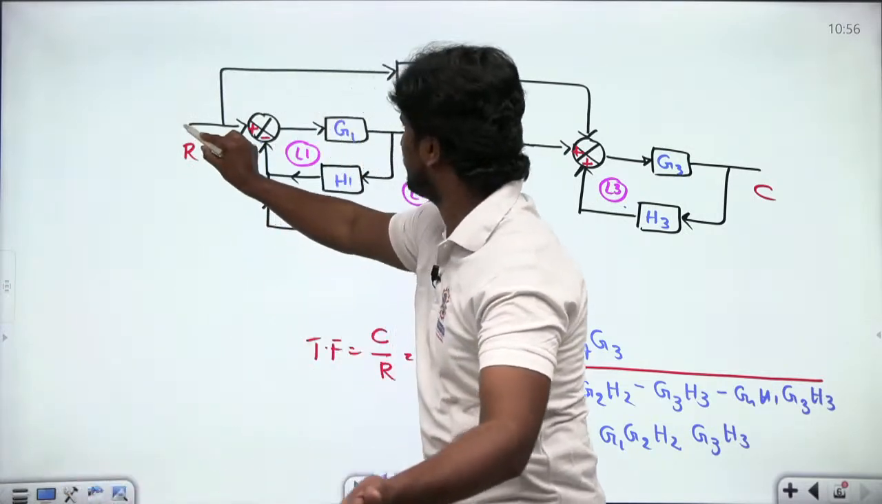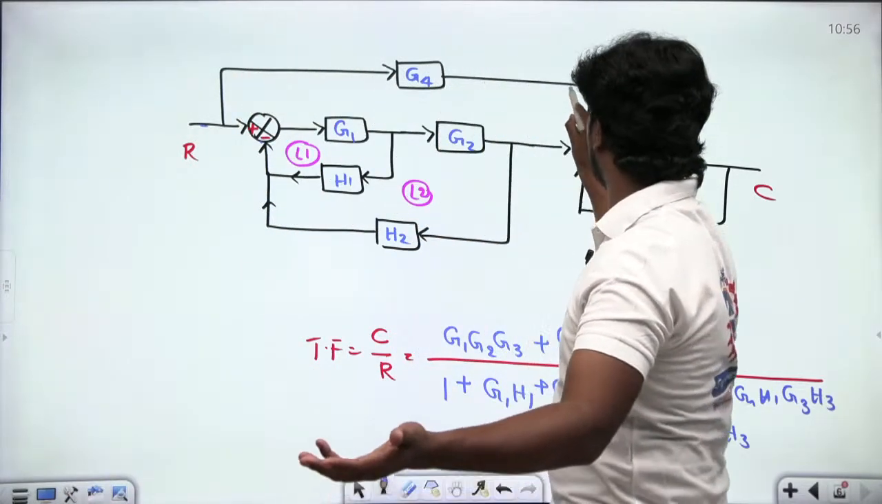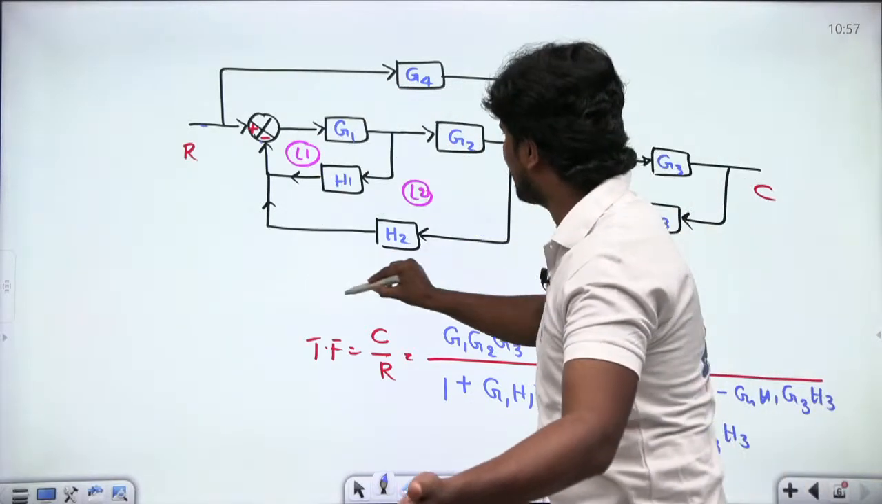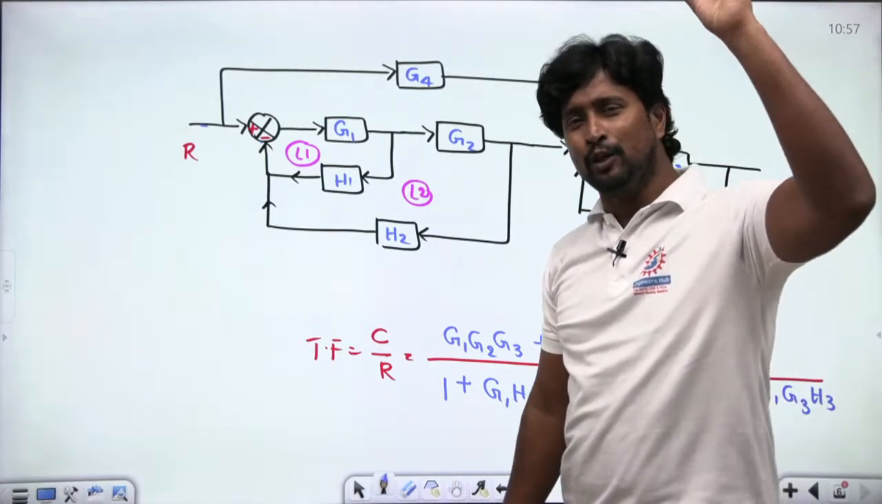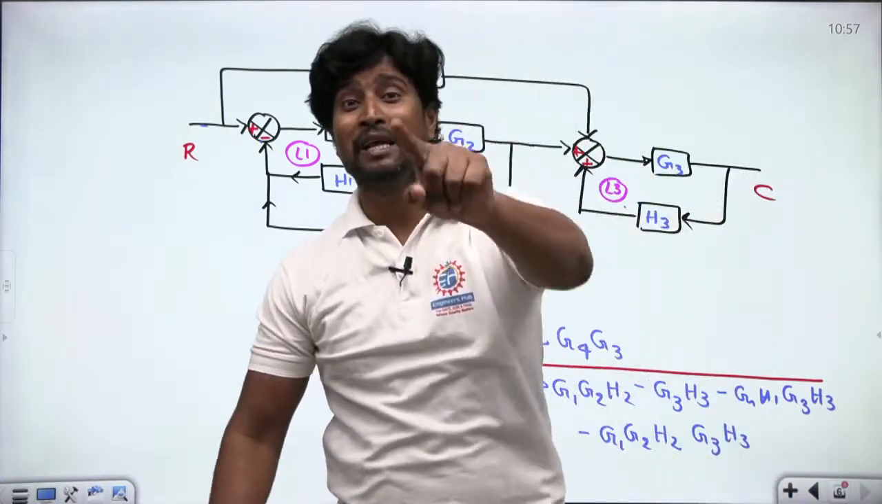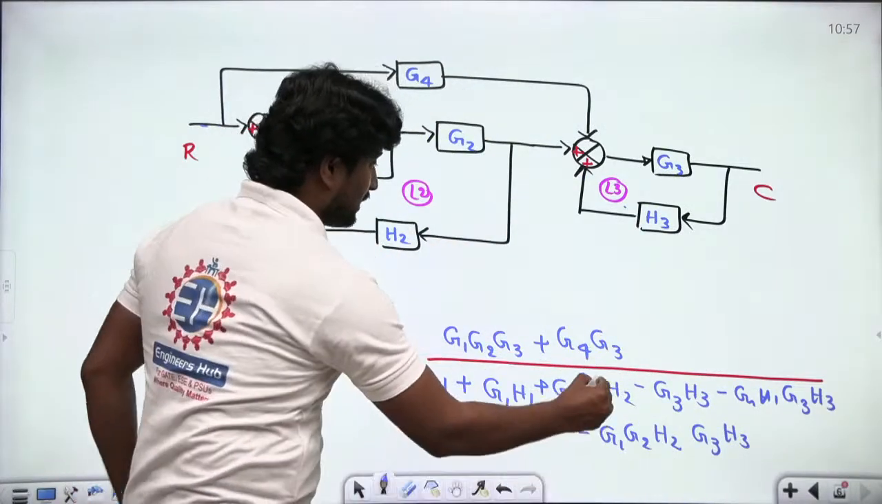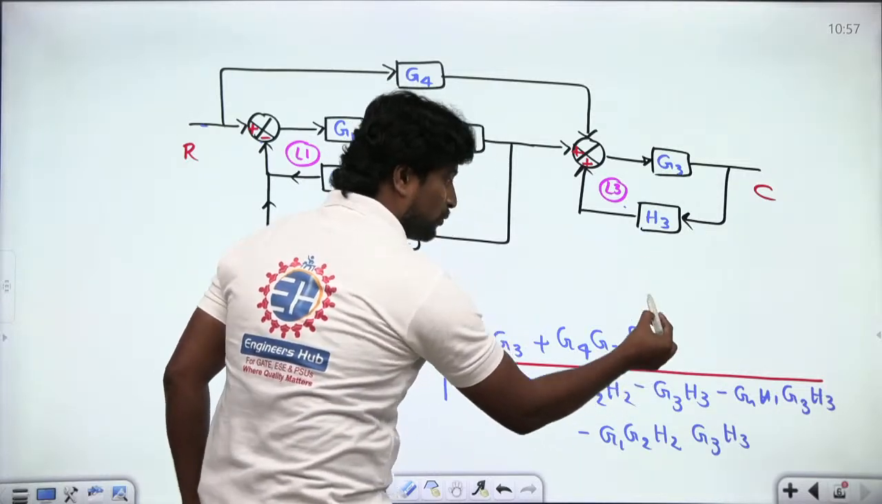Why? Because check once. This is the input, and it is passing like this, like this, like this. It is touching loop 3, but completely avoiding what? Loop 1 and loop 2. So those avoided loops are placed where? In the extra term in the numerator. So here an extra term will be generated. And you know well that the extra term also starts with what? 1.